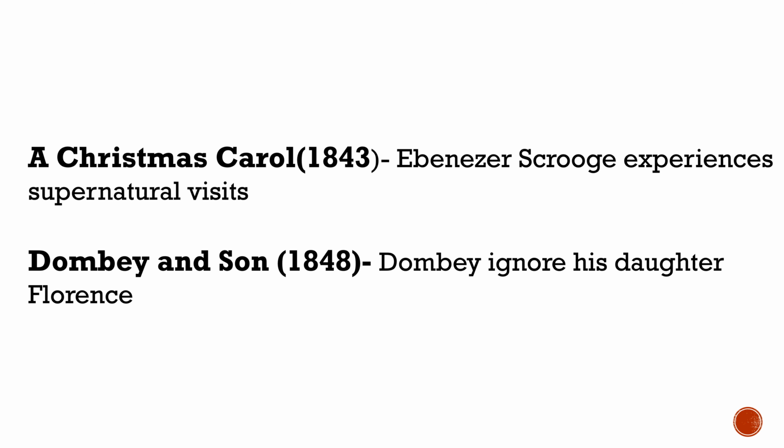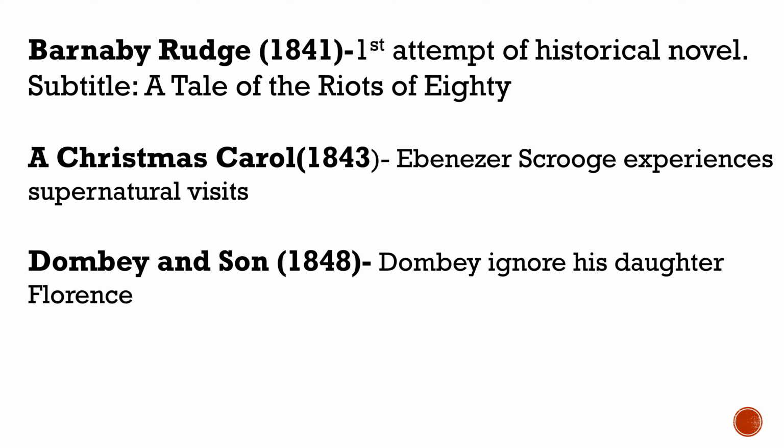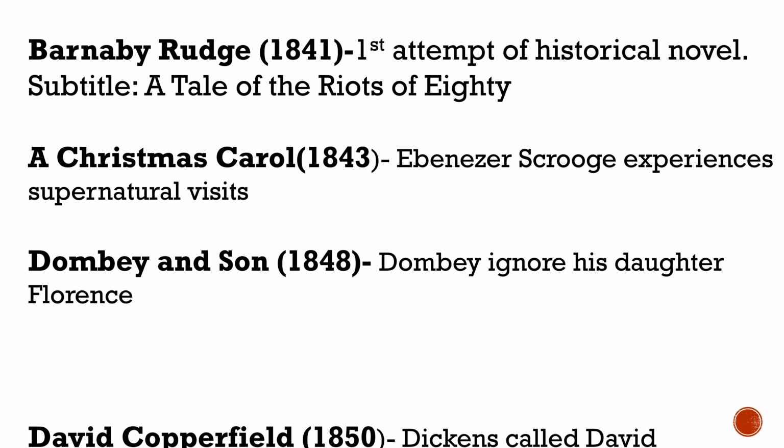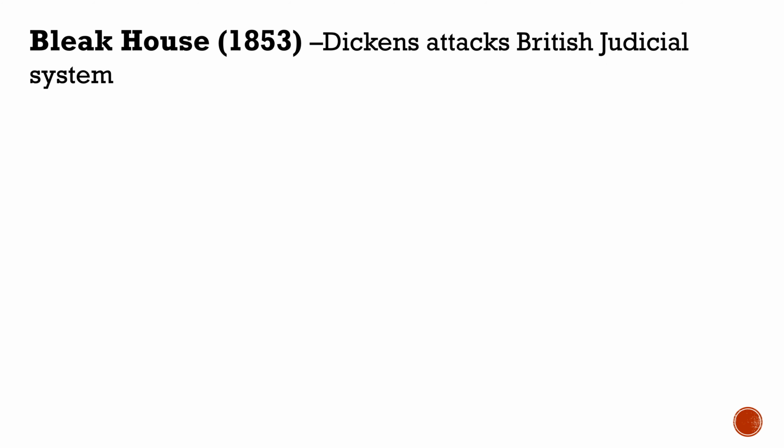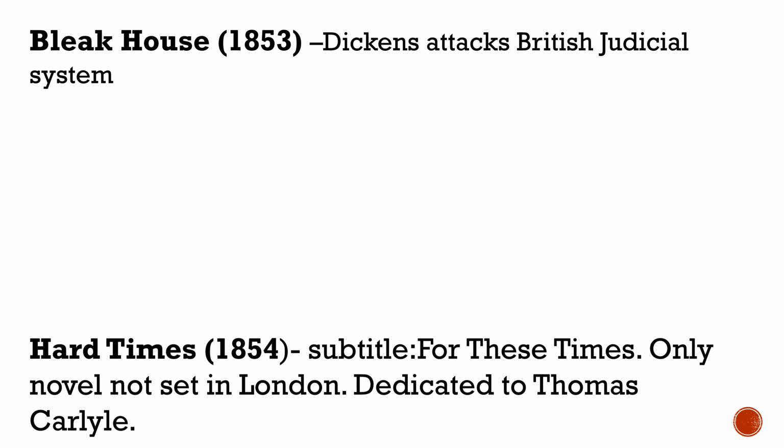Before that, A Christmas Carol, where Ebenezer Scrooge experiences supernatural visits. That's the story of A Christmas Carol. Before that, Barnaby Rudge, his first attempt at a historical novel, subtitled A Tale of the Riots of Eighty. Then David Copperfield. Dickens called David Copperfield his favorite child because it is Charles Dickens' most favorite novel. And then Bleak House. Dickens attacks the British judicial system in this novel.